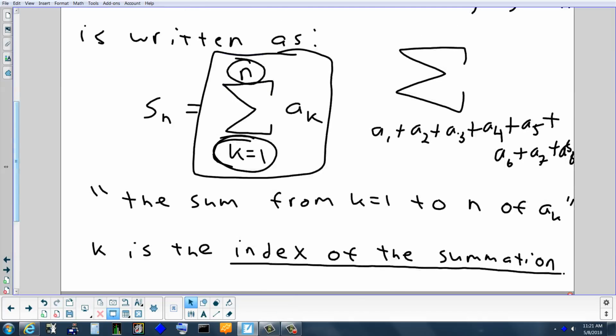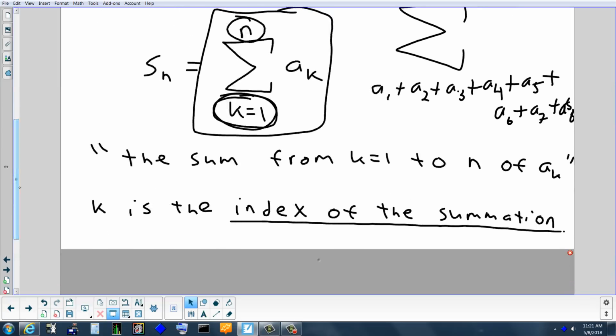K, that thing at the bottom, that's called the index of your summation. The index, basically, it just controls what term you start with. That's all. And a lot of times k equals 1 is pretty common. We usually start with letting 1 be the first term.